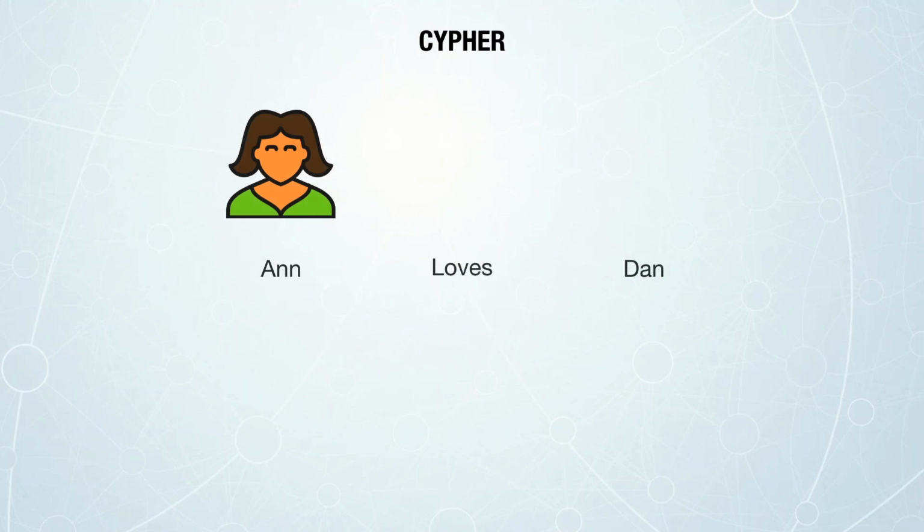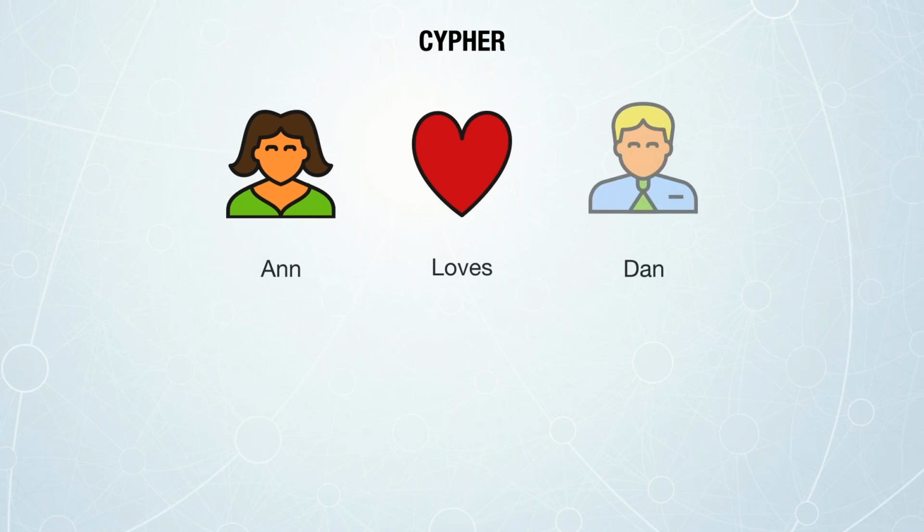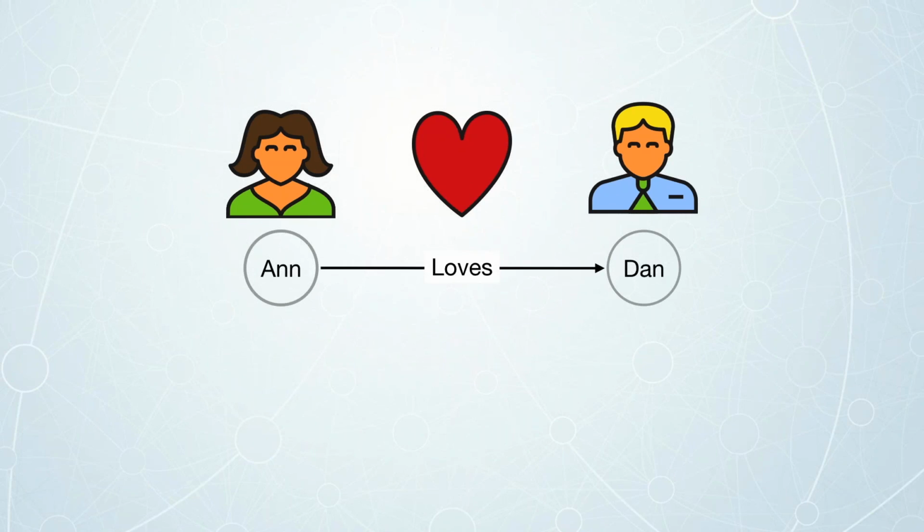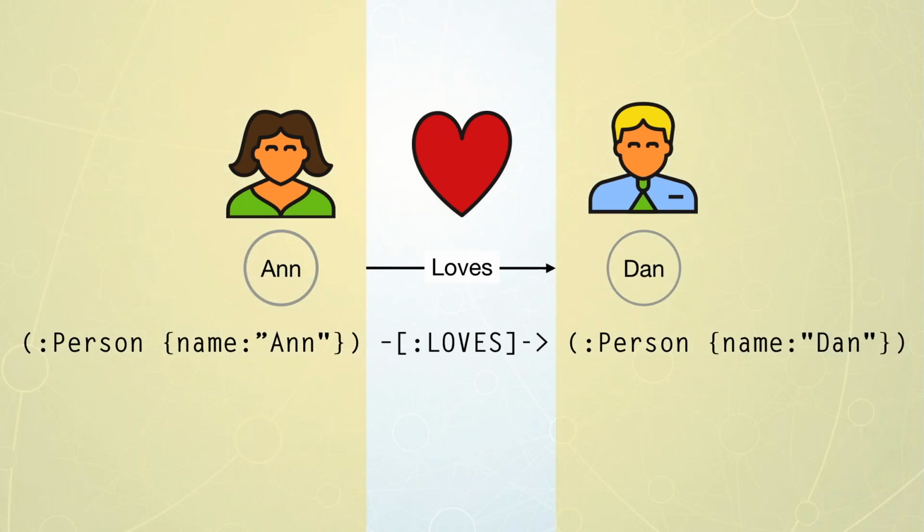Here's a simple Cypher statement. We have Anne who loves Dan, and the graph looks something like this with the two nodes, Anne and Dan, and the loves relationship between them. We can look for Anne loves Dan to find this exact match that we're familiar with, or we can say, let me find a person whose name is Anne with a loves relationship and another person whose name is Dan.